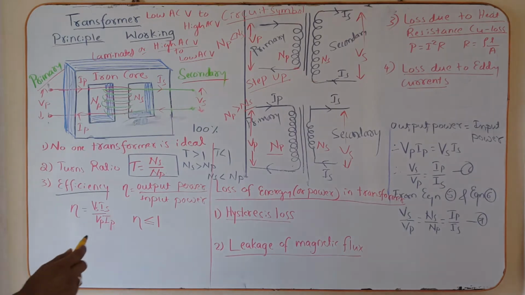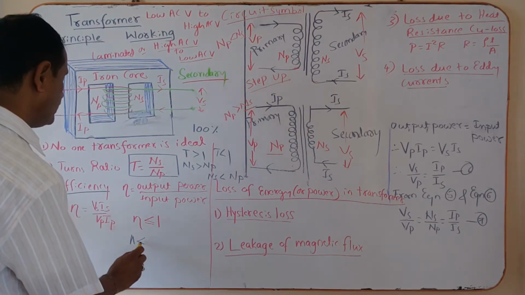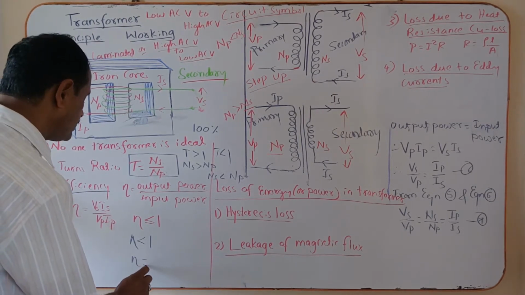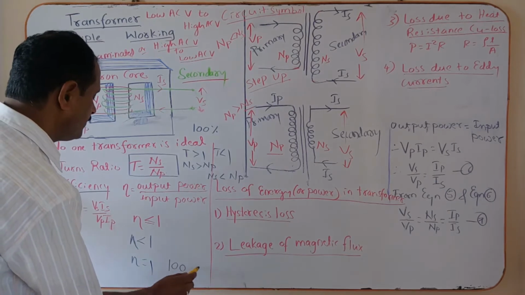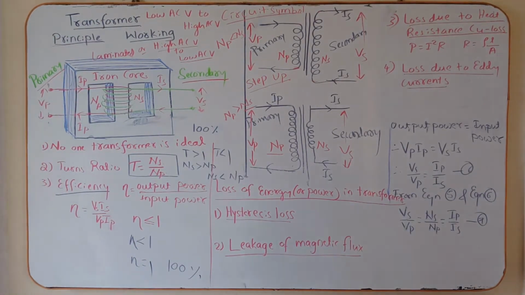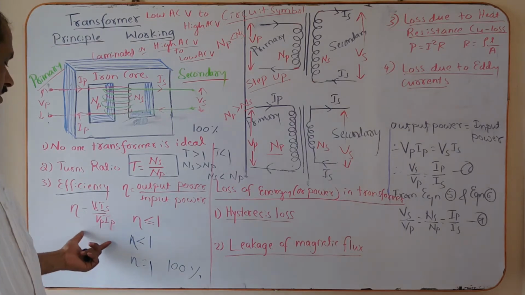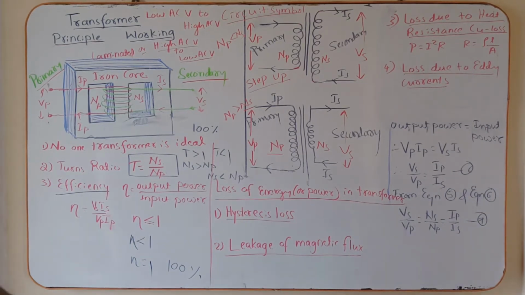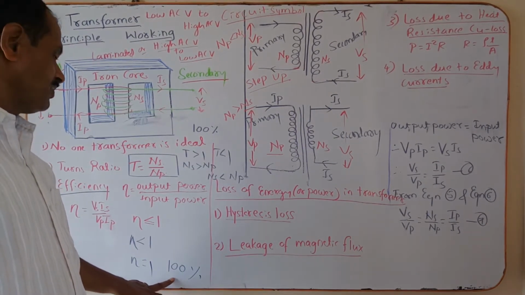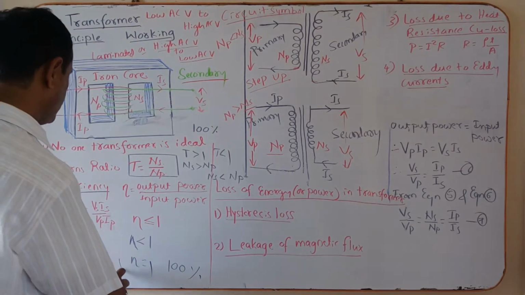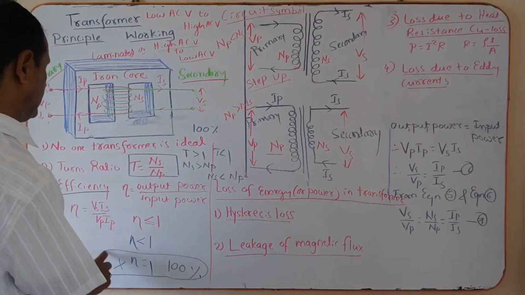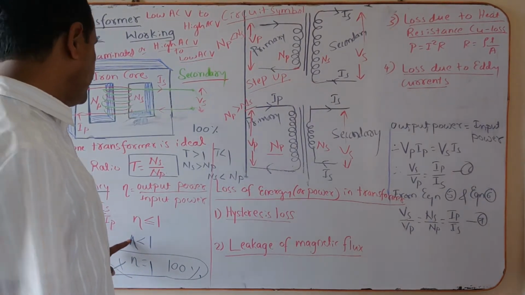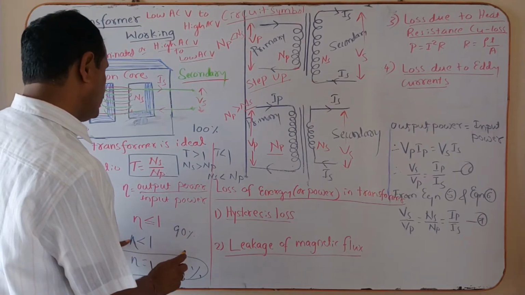Now for any transformer, the efficiency eta is either less than 1 or equal to 1. Eta equal to 1 means the efficiency is 100%, which means an ideal transformer. But no transformer has 100% efficiency; theoretically you can say so, but practically it is impossible. It is less than 1. So if the efficiency is 90%, where does the remaining 10% go?